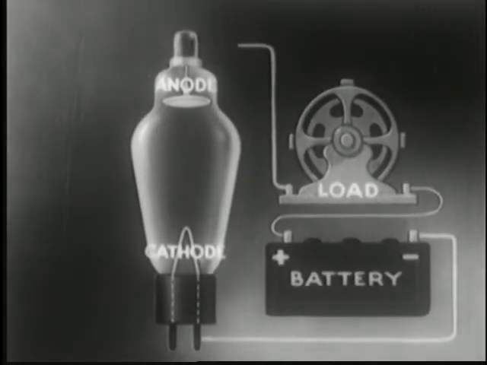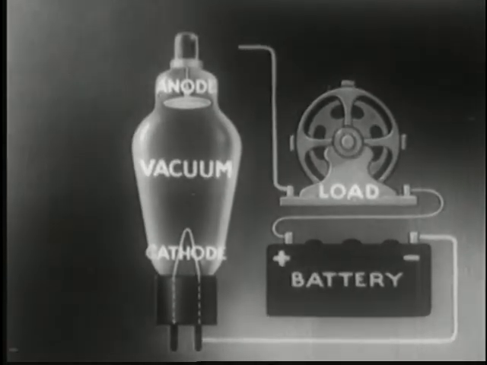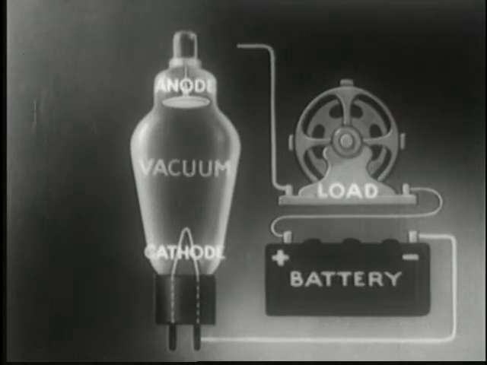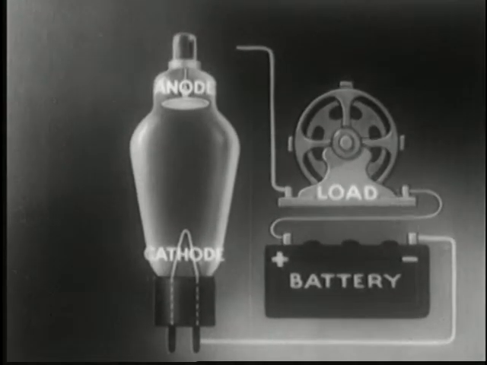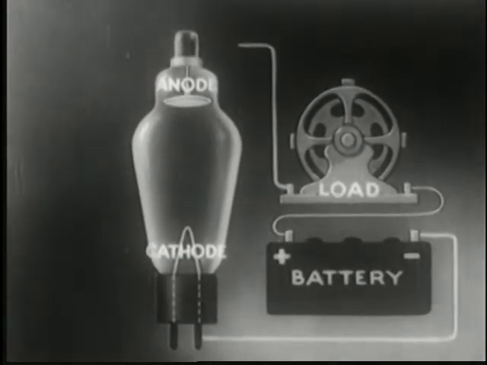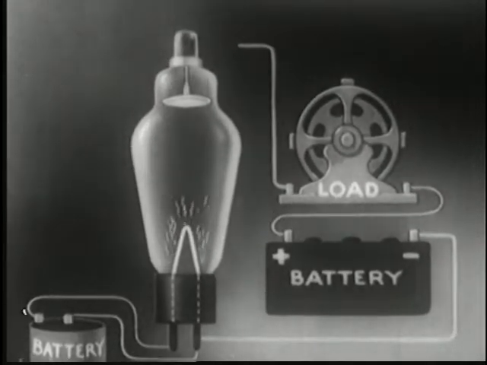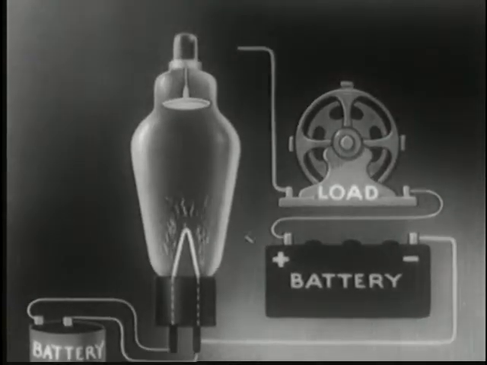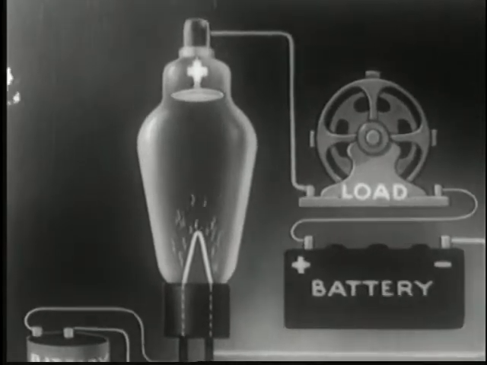When this switch is open, the contacts are insulated from each other by a vacuum, or by some inert gas inserted into an evacuated tube under low pressure. To close this switch electronically, all we need do is heat the cathode and give the anode a positive potential. Then here's what happens.